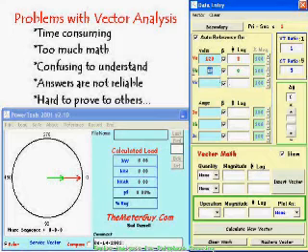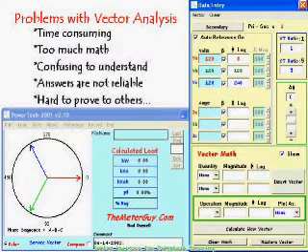Okay, let's come back here. Let's make this 120 and 120. Okay, now we have our three potentials. Notice that they are color-coded: red, green, blue. That's A, B, and C, just like the color code up here.